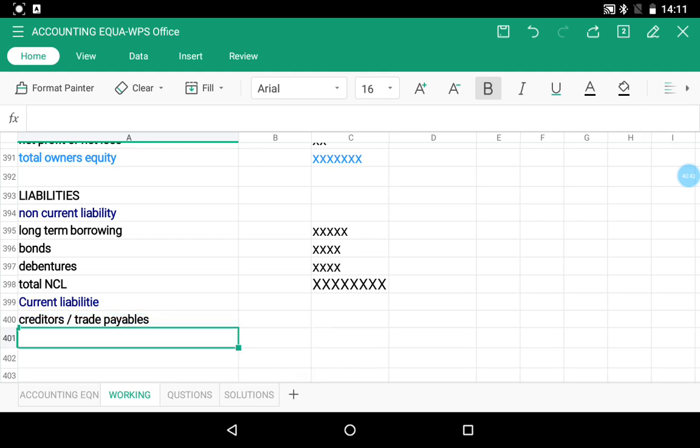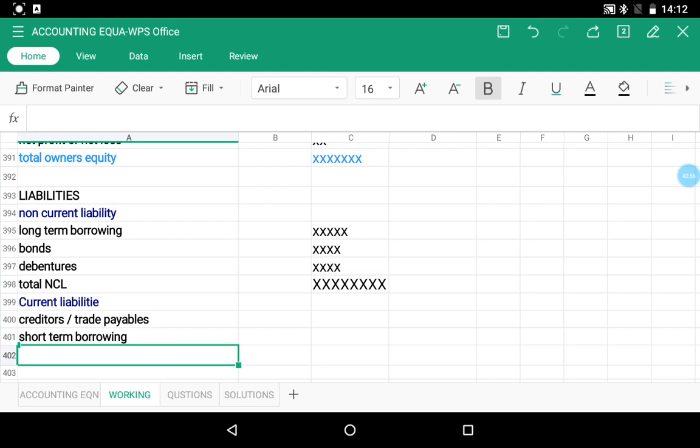Then we have short-term borrowing. Borrow the money for less than a year. That means anytime we'll pay. We have bank overdraft. I've told you, bank overdraft comes when you don't have enough money in your bank account. The bank is demanding you.